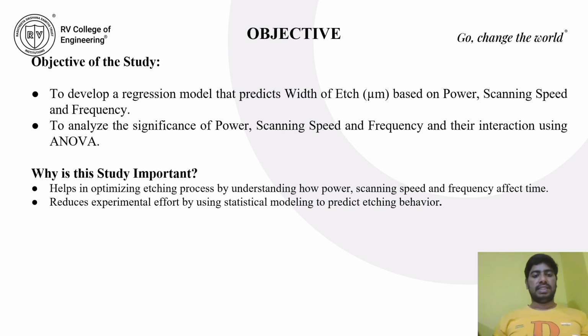The objective of this experiment is to develop a regression model that predicts the width of etch based on the factors which affect this etch. Those factors are power, scanning speed, and frequency. And to analyze the significance of power, scanning speed, and frequency and their interaction using ANOVA. This study is important because it helps in optimizing the etching process by understanding how power, scanning speed, and frequency affect etching, saves time, and reduces experimental effort by using statistical modeling to predict etching behavior.